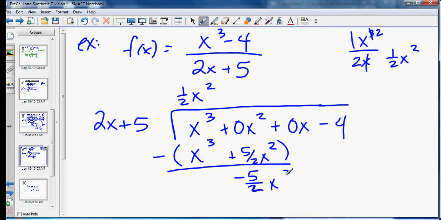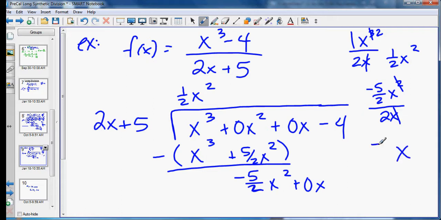So I'll do negative 5/2 x squared divided by 2x. So one of the x's will cancel out, leaving me just x. And the negative 5/2 divided by 2 is negative 5/4. And you can do that part in your calculator if you need to. You can use the decimal if you prefer, negative 1.25. So we get negative 5/4 x right here.